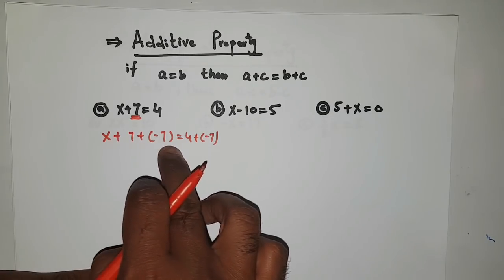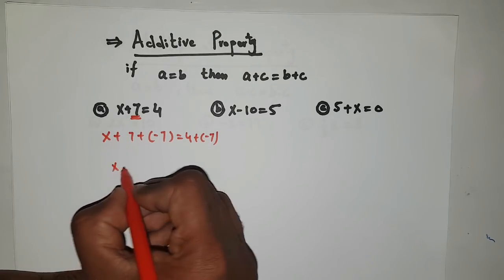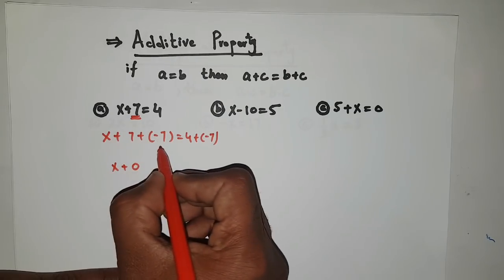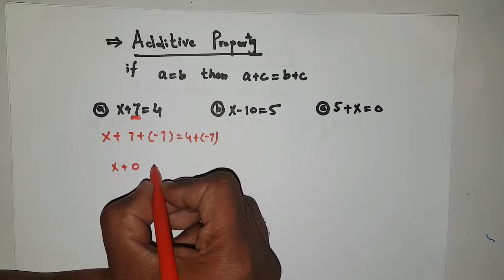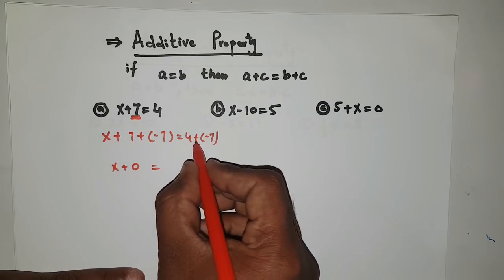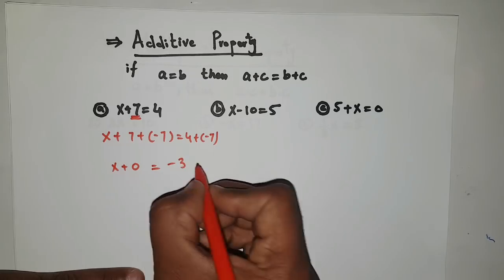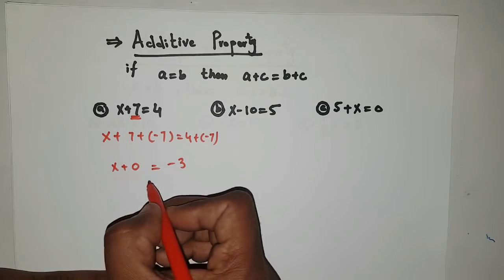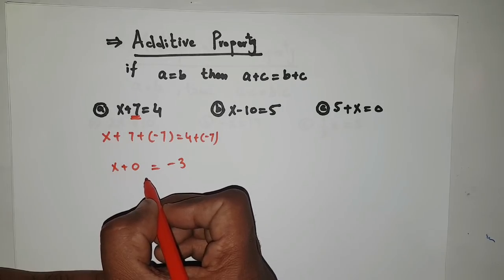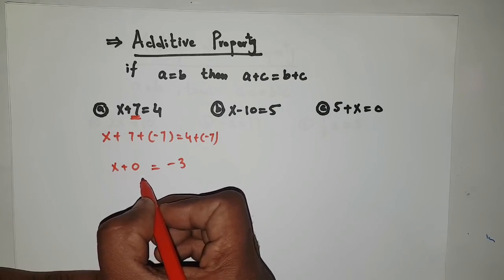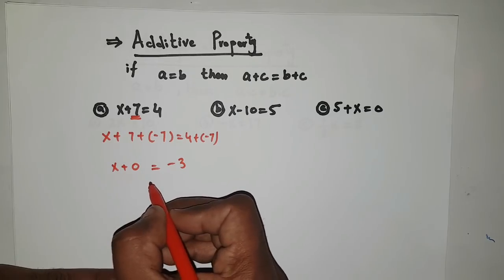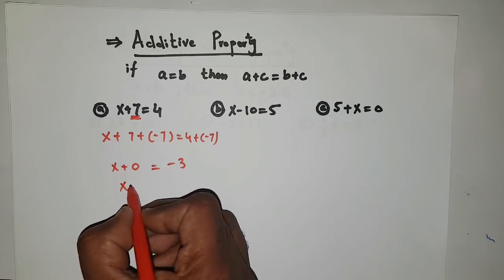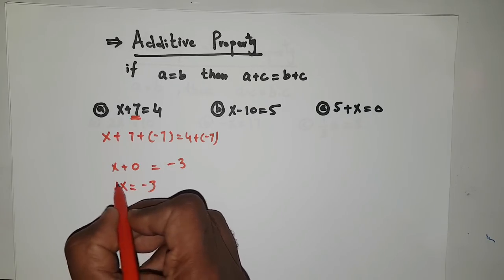When we solve this, it becomes x plus 0, because 7 plus minus 7, these are additive inverses, and the answer is 0. And it is equal to 4 plus minus 7, which is equal to minus 3. Here 0 is the additive identity which I discussed in my last video, that if we add 0 to any number, we get that number. So x plus 0 is also equal to x, and this is equal to minus 3.